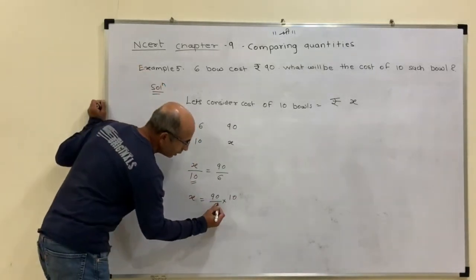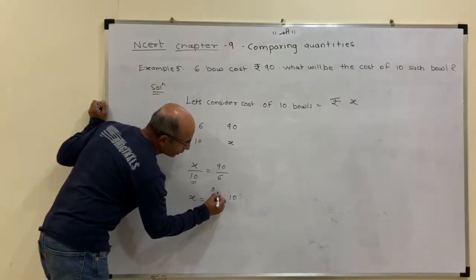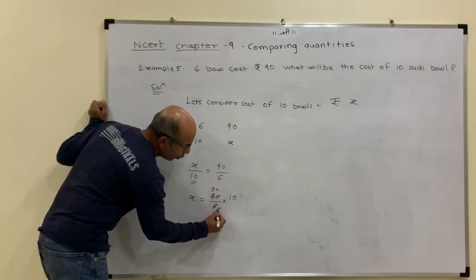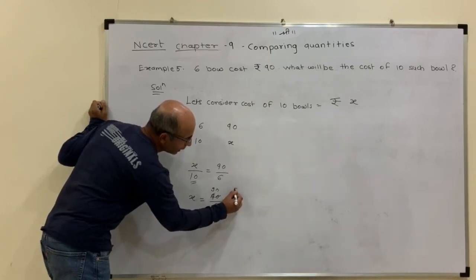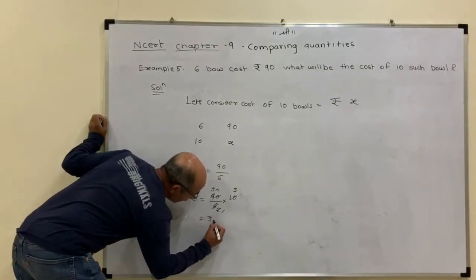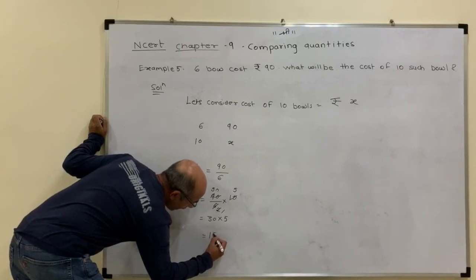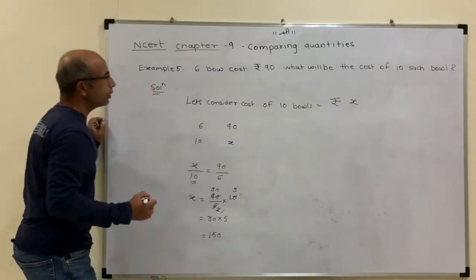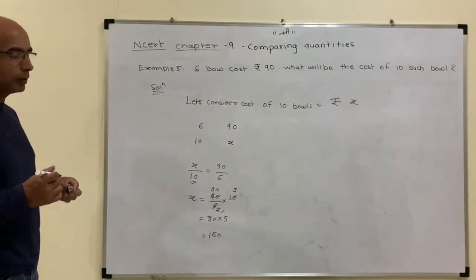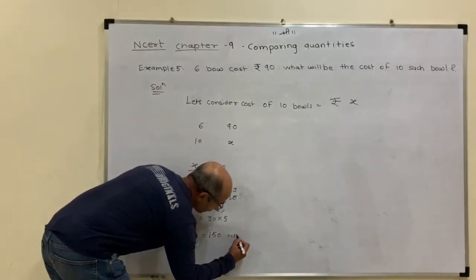So 3 2s are 6, 3 3s are 9, so here it's 30. 2 1s are 2, 2 5s are 10. So it will be 30 into 5, that equals 150. So the cost of 10 bowls will be 150 rupees.